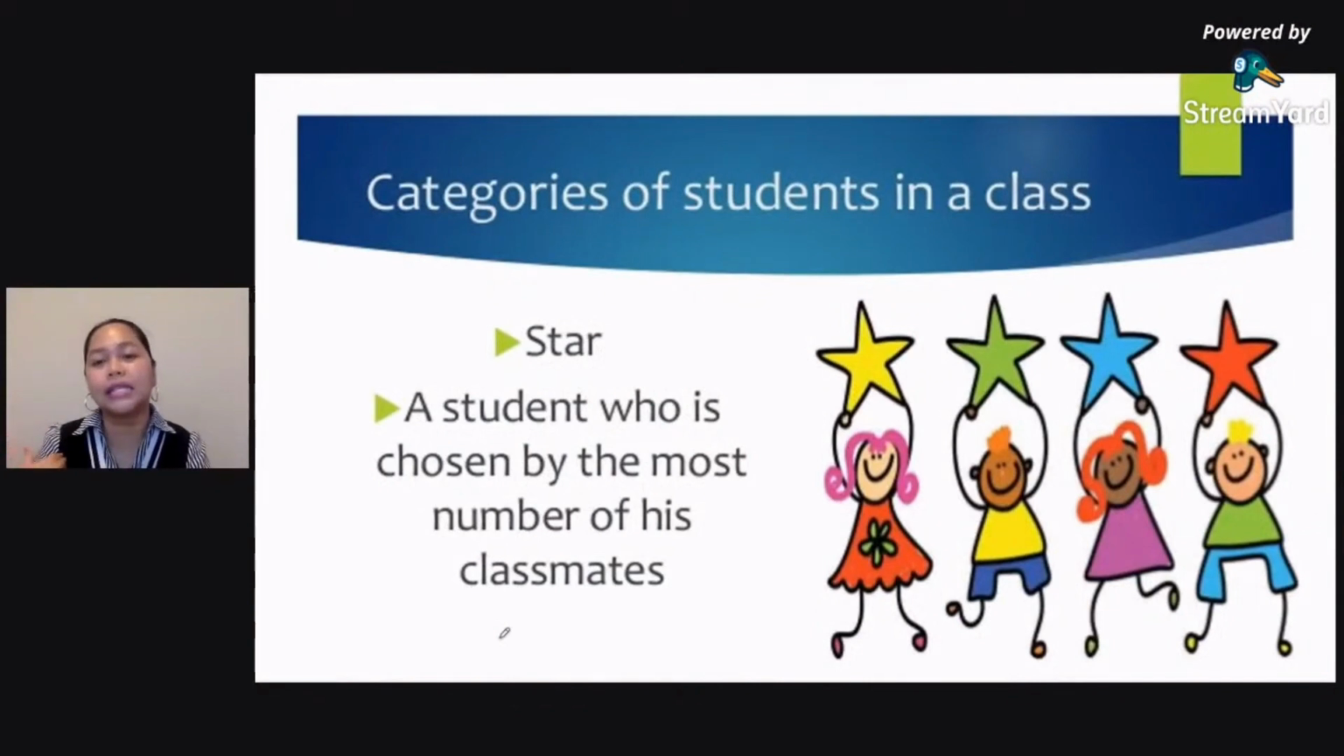You try to also examine yourself and you reflect upon yourself. When you were a student, anong klase ng estudyante ka? Were you a star? That's the first category of student in a sociogram. So, pag sinabi mong star, you are a student who is chosen by the most number of your classmates. Okay, so kunwari sa lahat ng parties, nandun ka. Sa lahat ng party ng iyong classmate, imbitado ka. So you're a star, okay? That's one category of a student in class.